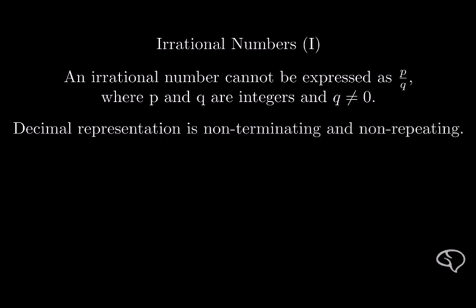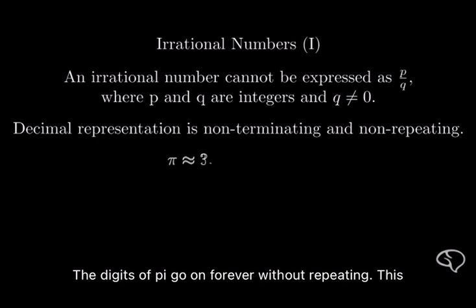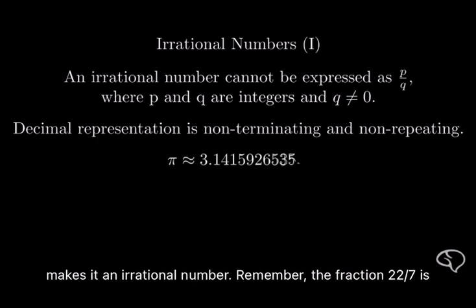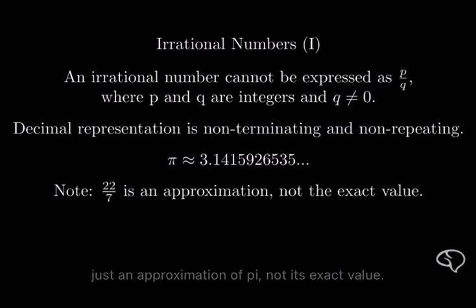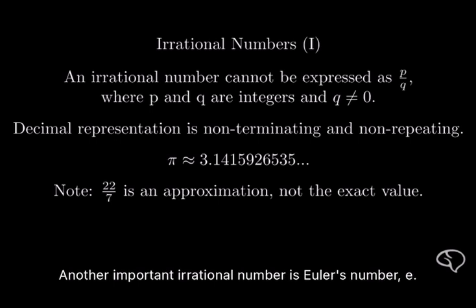Let's look at the most famous irrational number. It's pi, the ratio of a circle's circumference to its diameter. The digits of pi go on forever without repeating. This makes it an irrational number. Remember, the fraction 22/7 is just an approximation of pi, not its exact value.